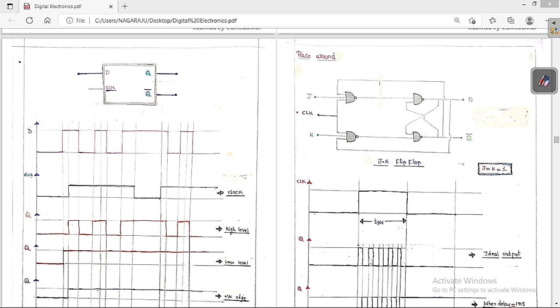The amount of variation is like a Shatabdi Express. It is changing very fast. The output is changing very fast because of this feedback. So you can see it is changing from 1 to 0, 0 to 1 like a super fast express. So this is basically the ideal output. It is called the ideal output when there is no delay.